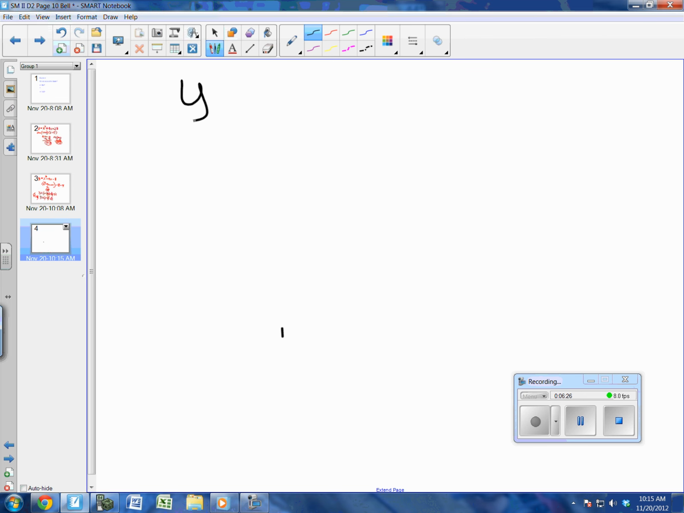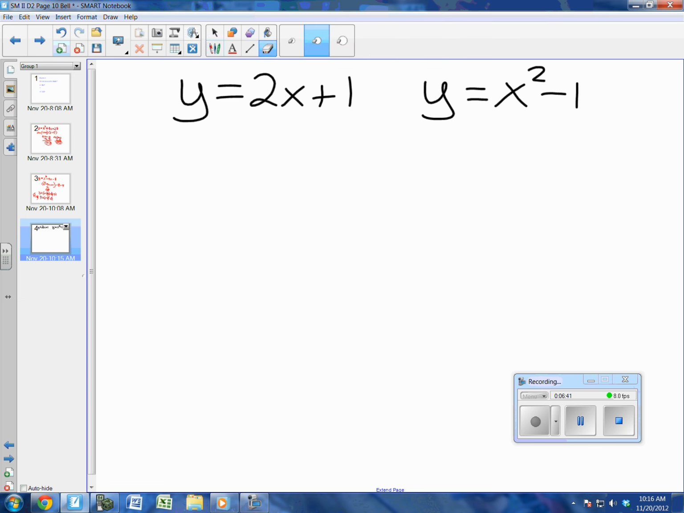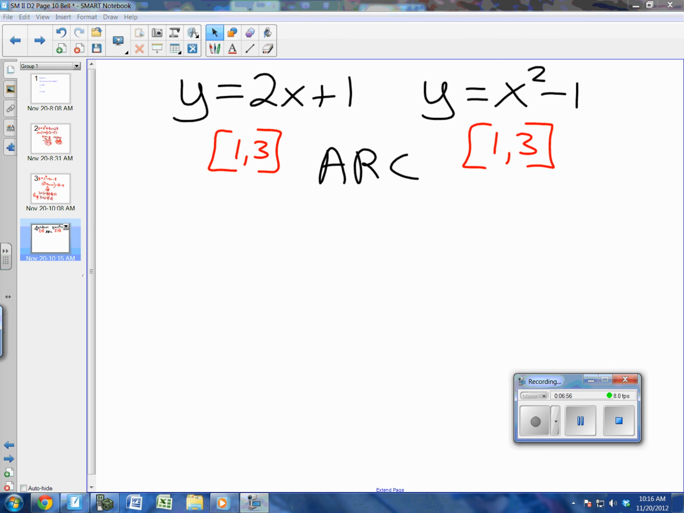Okay, given these two functions, you guys, y equals 2x plus 1 and y equals x squared minus 1. Which one has the greater average rate of change? I'll give you a minute on that one. I forgot to write that it's on the interval 1 to 3 for both of them. Which one has the greater average rate of change? Show me your work.